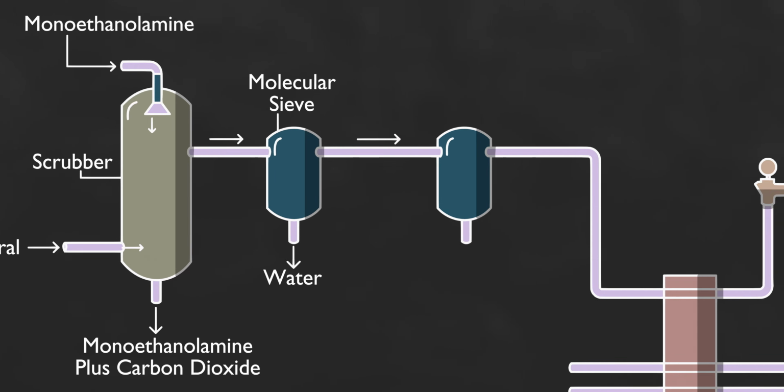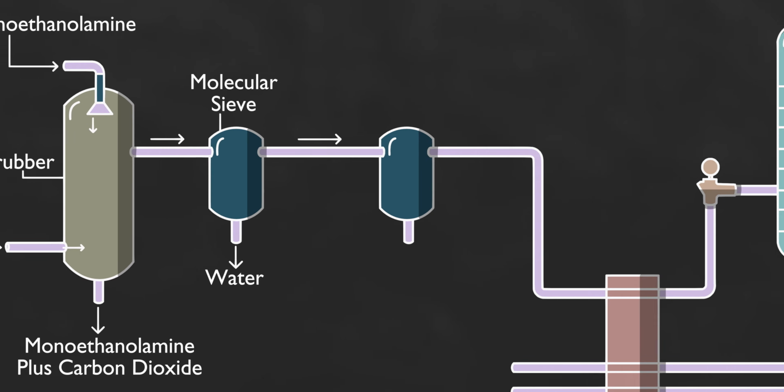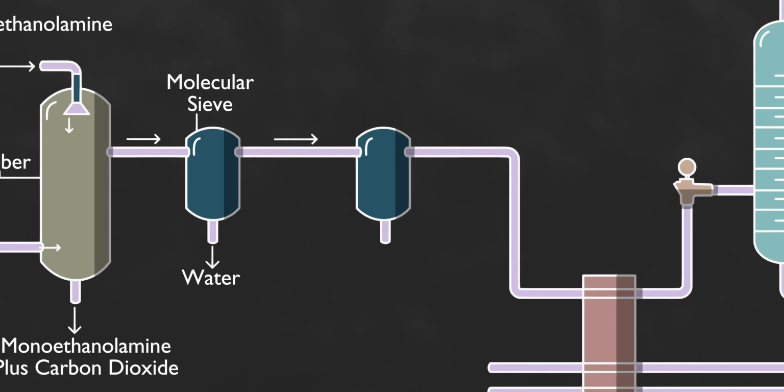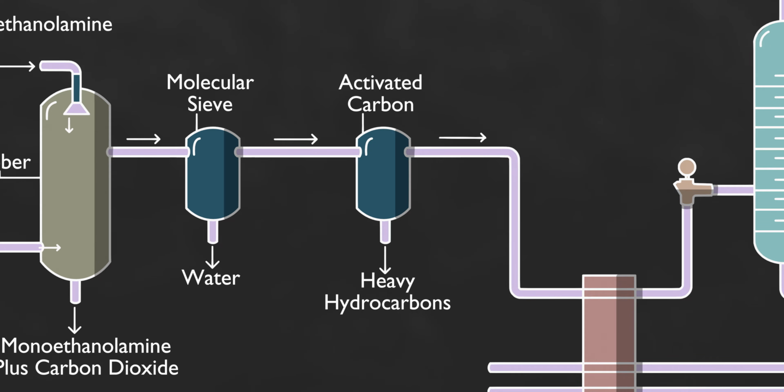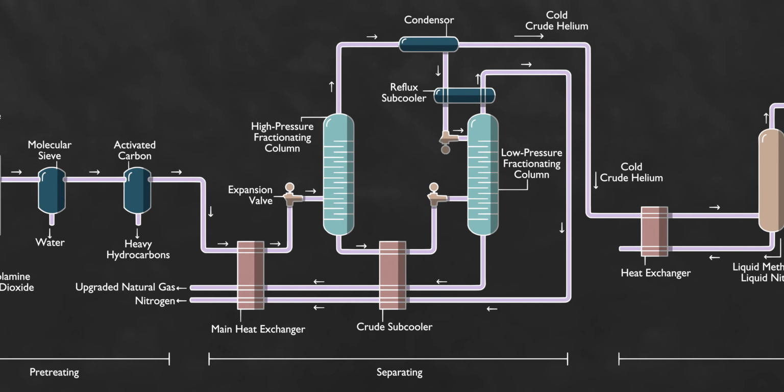Step 3. Removing heavy hydrocarbons. Any heavy hydrocarbons in the gas stream are collected on the surface of a bed of activated carbon as the gas passes through it. The gas stream now contains mostly methane and nitrogen with smaller amounts of helium, hydrogen, and neon. Part 2 is separating.